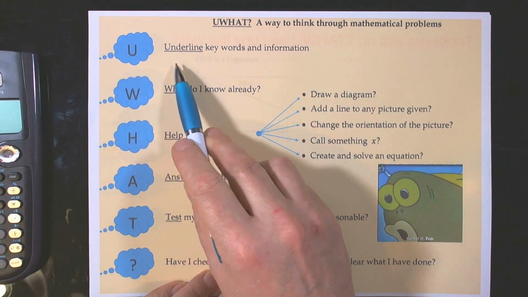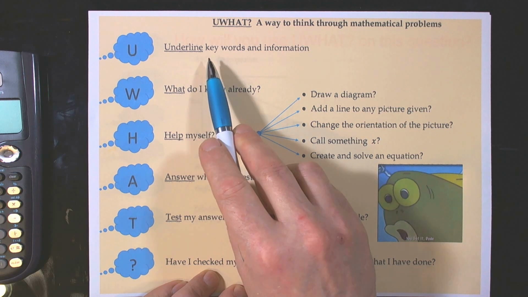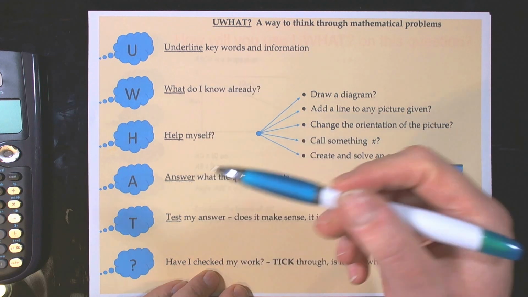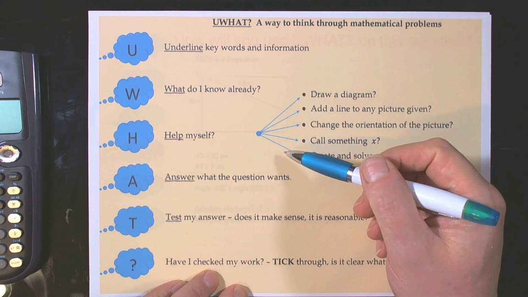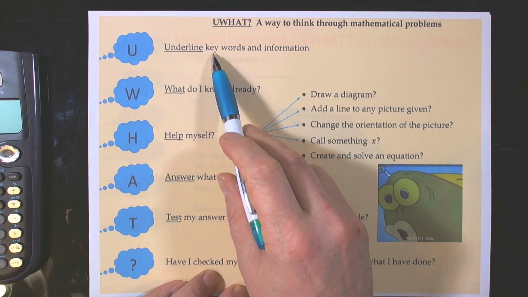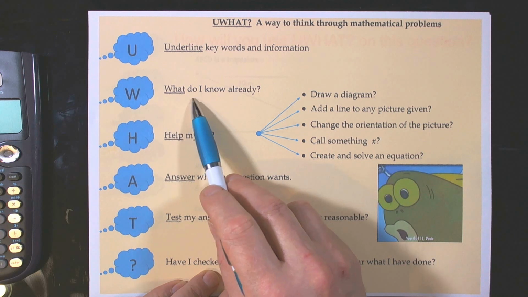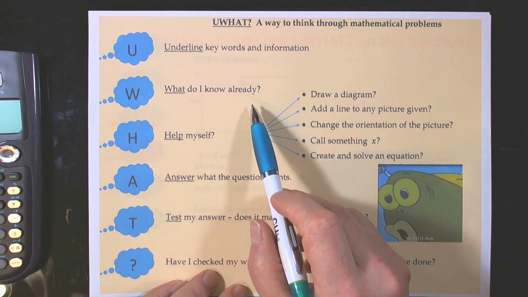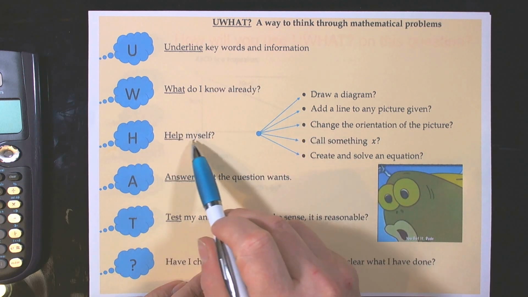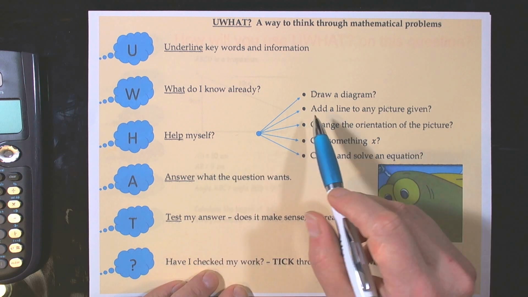So the U is telling you to look for key information, look for trigger words, look for that kind of thing that gives you a hint about what the question might be about. Once you've underlined something, you've underlined it because it's important, so there's usually something that you know about it. So what do I know already from those words? If I'm not sure what's going on, I can always look to help myself.